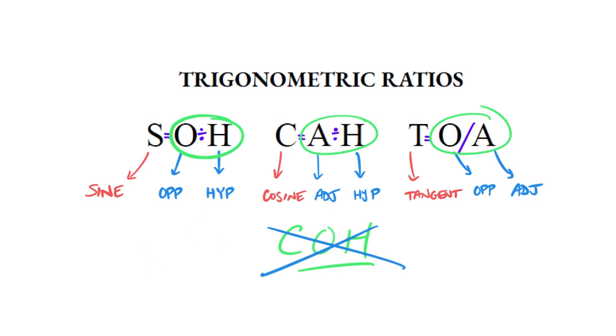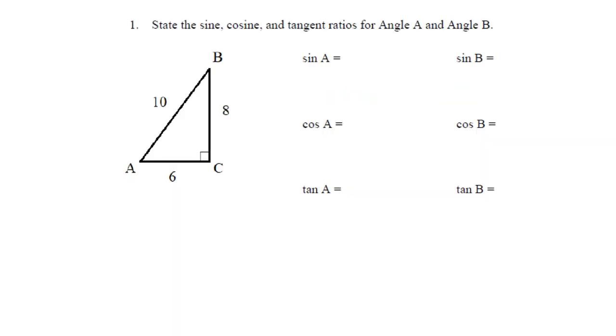Okay, once you have that down, I want to start using some stuff. So let's take a look at the first problem. In question 1, I have now asked you to state the sine, cosine, and tangent ratios for angle A and angle B. I'm going to ask you to do some stuff today and tomorrow that you're not going to have to do in the future. Please just play along with me for these 2 days, because it's really, really important for us as we address our trig ratios. Remember how you developed them.